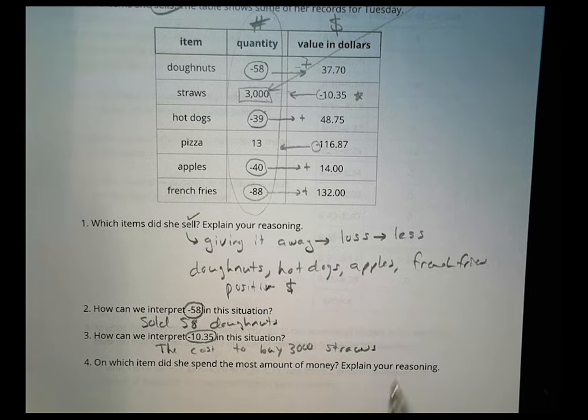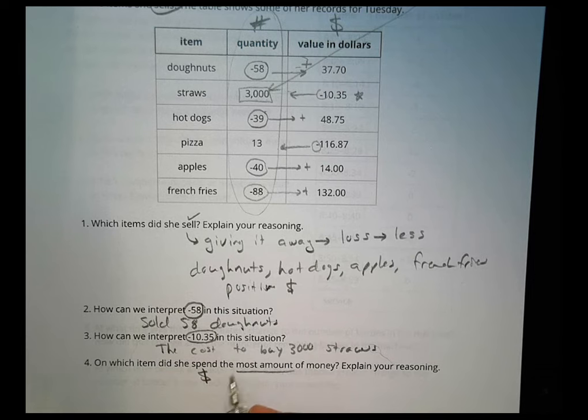On which item did she spend the most amount of money? Okay, does she spend the money? Now, spending the money means that in the value side, the value is going to be negative because she's spending money. And the one that has the most money spent is going to be pizza, which we see is at negative $116.87. So basically we could think she spent that much money. She spent $116 on pizza.